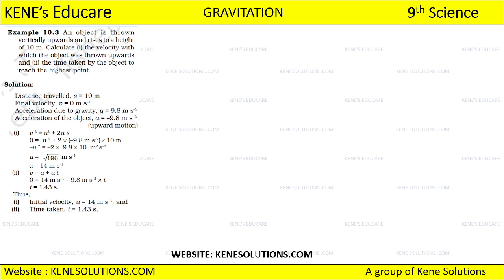Okay? So, see, distance traveled, that is s, is equal to 10 meter, right? That becomes our distance traveled. After that, we have final velocity, that is v, which is equal to zero meter per second, right? Then we have acceleration due to gravity, that is g, which is equal to 9.8 meter per second square, right? And then the acceleration of the object, a, is equal to minus 9.8 meter per second square, because there is an upward motion, and that is the reason we have this as negative.